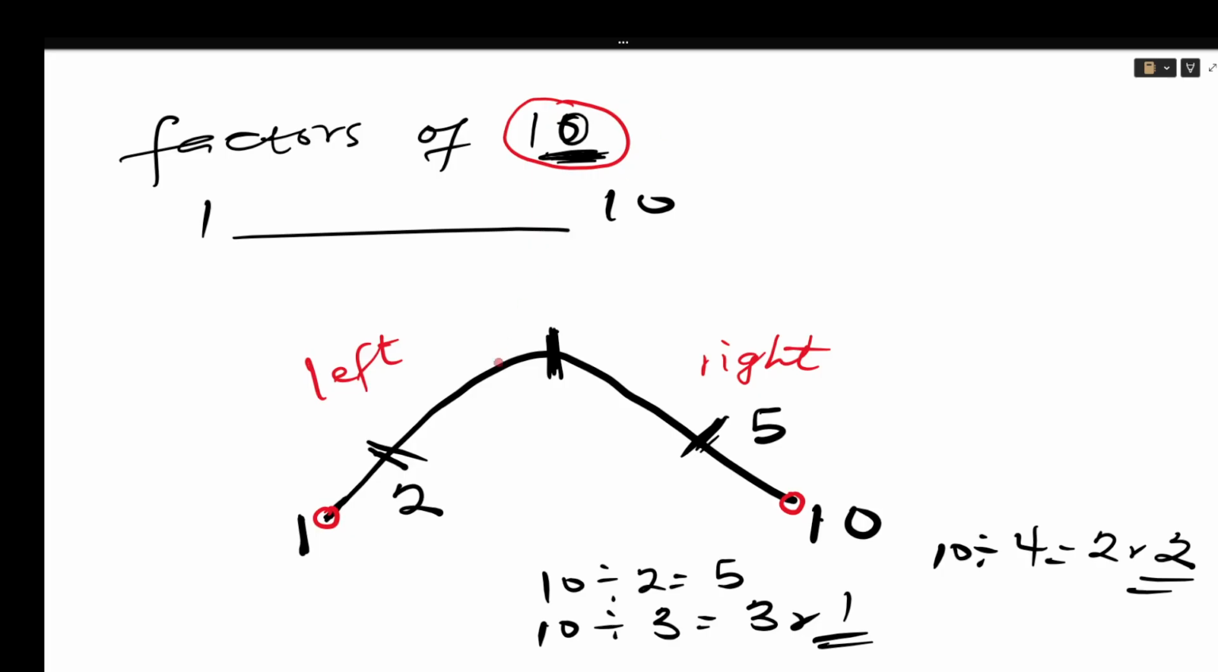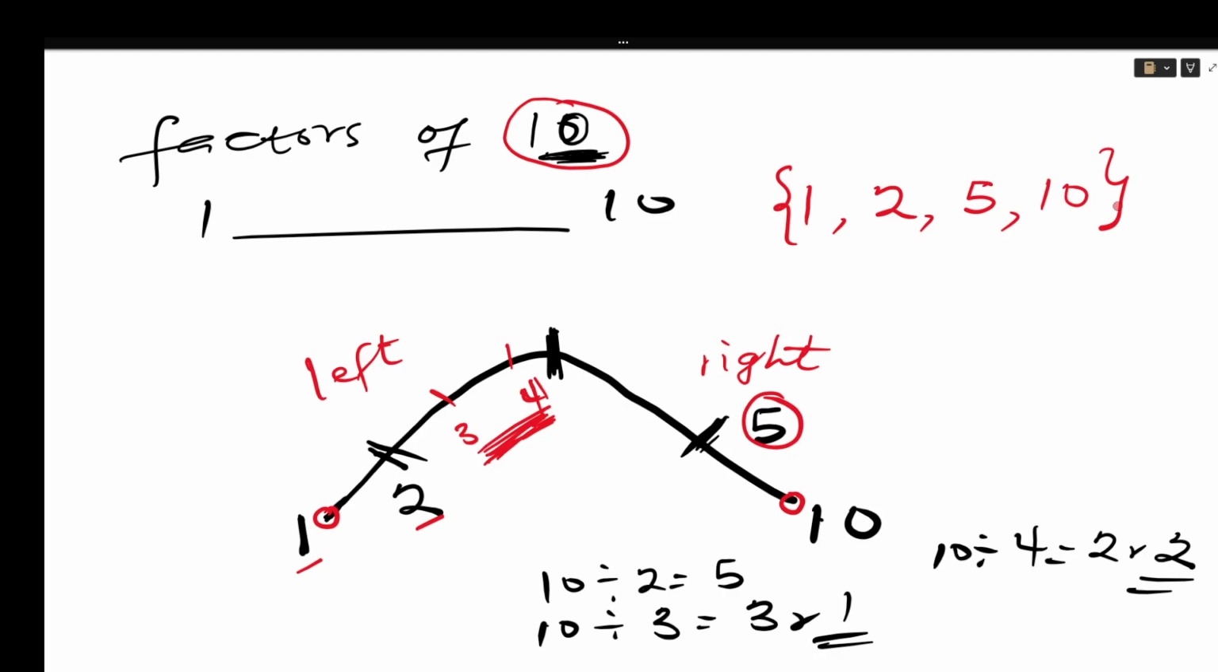Let me use red for the 3 and the 4. So it was a hill moving from 1 all the way to 10. But then 3 and 4, we realized these were not factors. And right after 4, we had a factor of what? 5. We had a factor of 5. So I can safely say that my factors of 10 are 1, 2, 3 and 4, which weren't parts, then 5, then 10. These are the factors of 10.